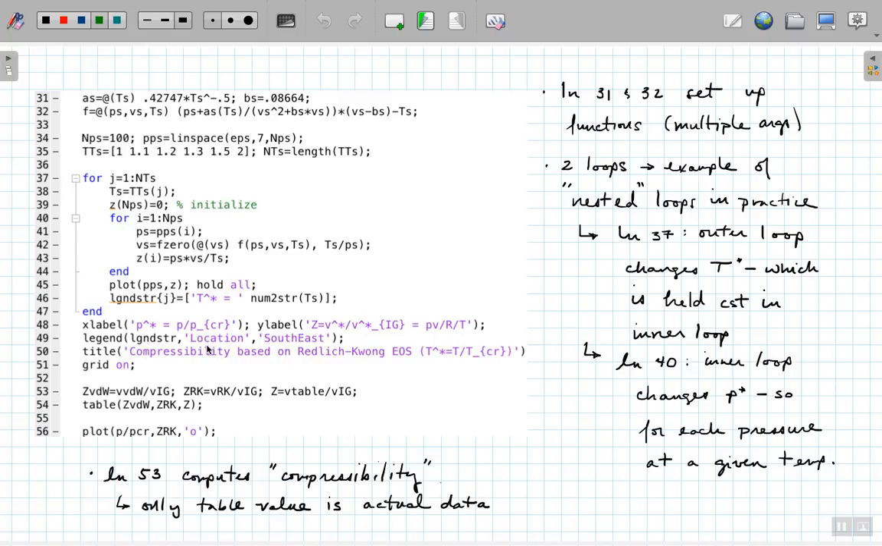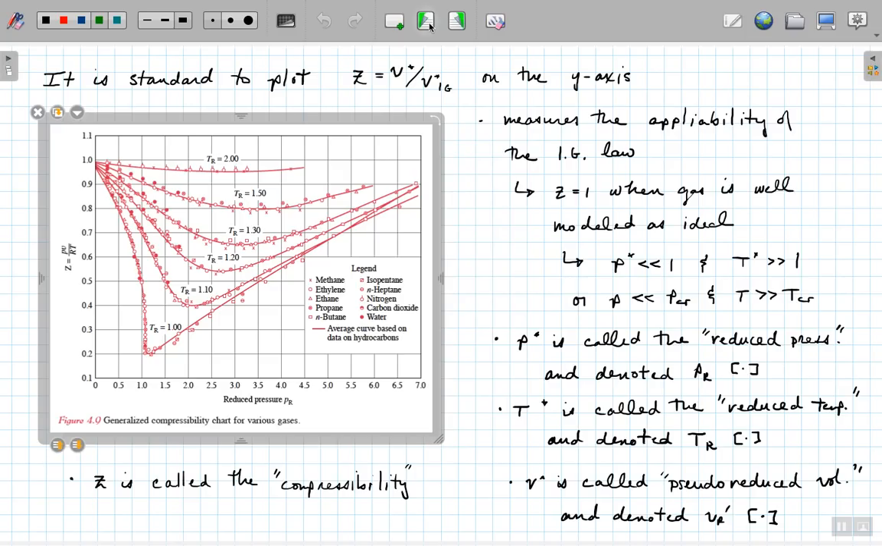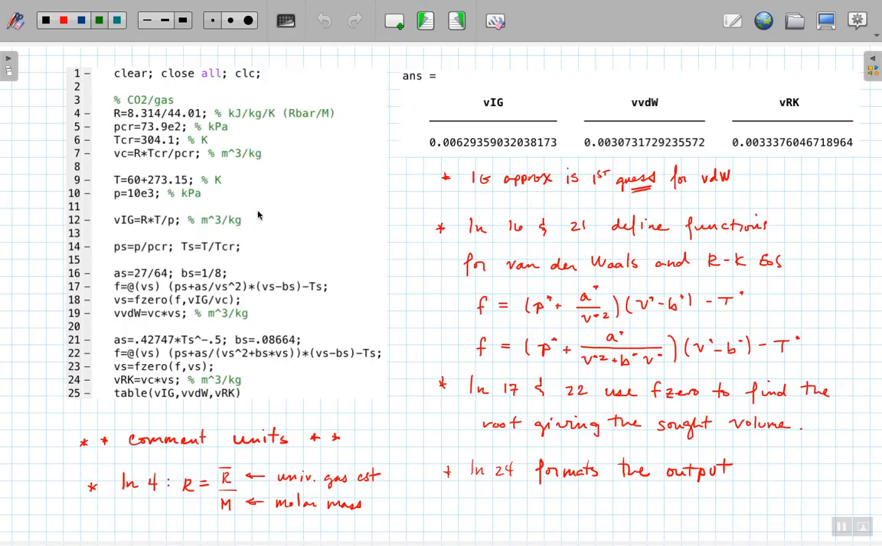But in any case, this is basically our example problem, and it tells us about compressibility, tells us about how to use the Redlich-Kwong equation of state as well as the van der Waals equation of state, and it really shows us how to do this in MATLAB effectively and efficiently. And that is this problem.